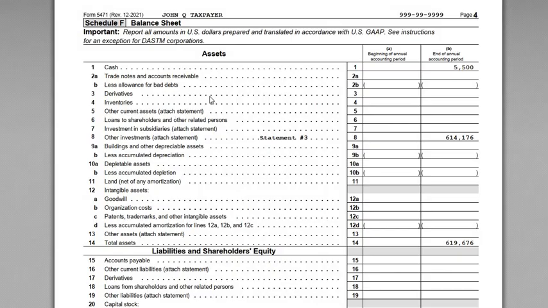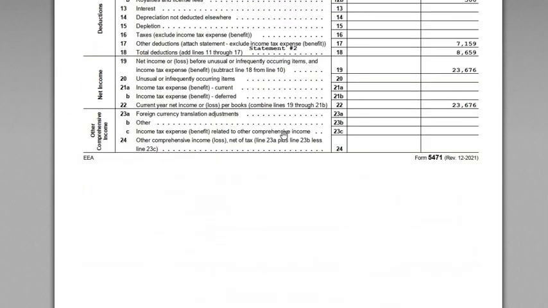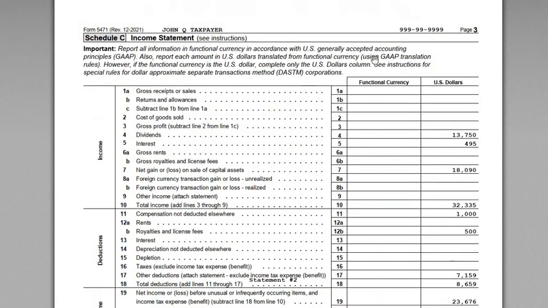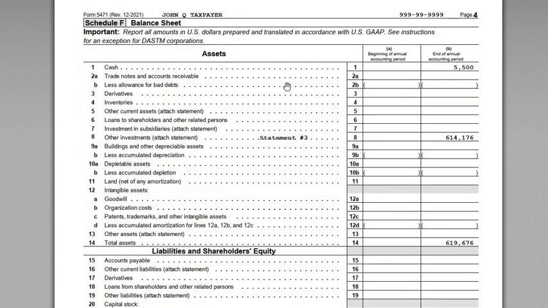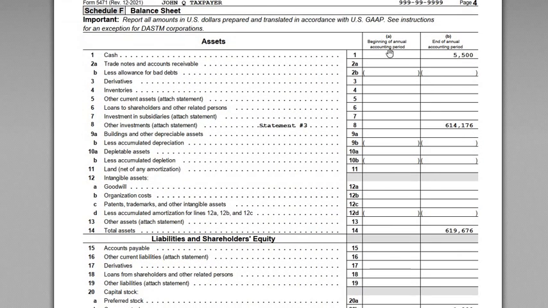Now if we go back to the balance sheet here, note at the top, it does ask us to report everything in US dollars, right? So this is consistent with Schedule C. Remember Schedule C up here, we report everything in the functional currency first, if we're not using US dollars as a functional currency, and then the translated amounts into dollars. The same principle applies for the balance sheet. So we have to report everything in USD at the beginning of the year and the end of the year.